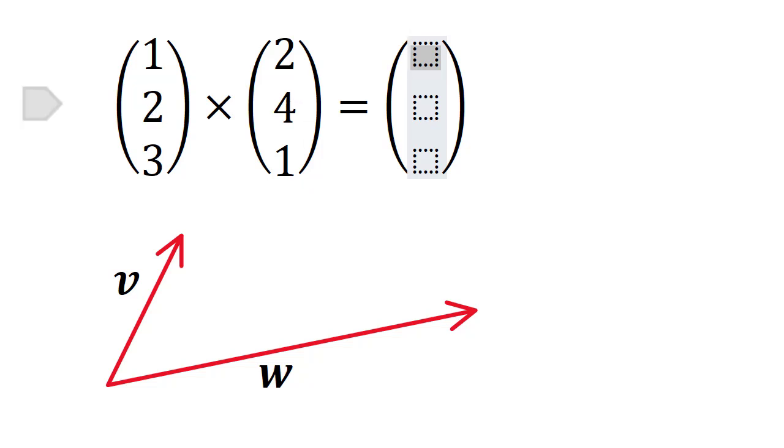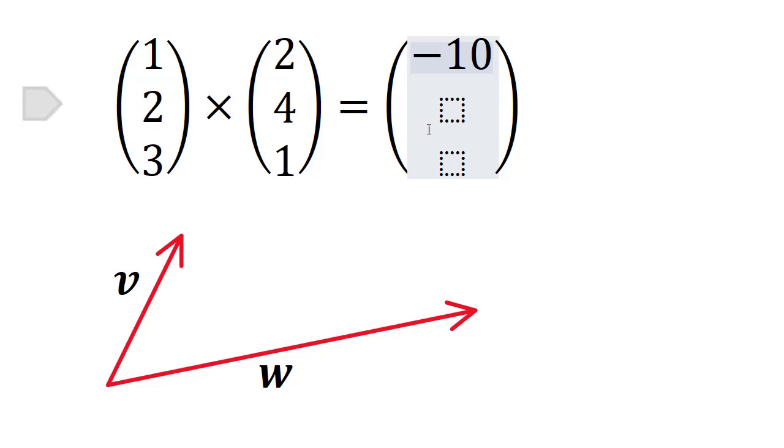2 times 1, take away 4 times 1, is minus 2. Then I go to the bottom and I ignore the bottom and I do a cross of these. 1 times 4, take away 2 times 2, that's 0. And then I do the middle one.